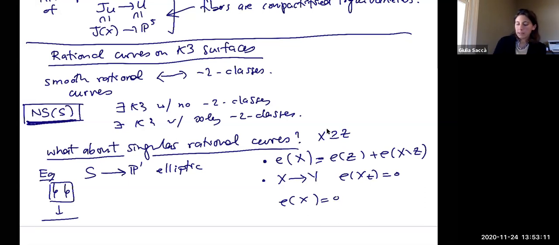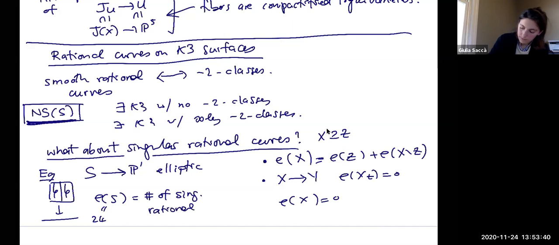Applying it to this, the smooth fibers have zero Euler characteristic because they're elliptic curves, and the Euler characteristic of an irreducible nodal elliptic curve, which is a rational curve, is one. And so the Euler number of S, which we know is equal to 24, is equal to the number of irreducible singular fibers in the linear system, which I'll call F. E is a bad name because I have the Euler characteristic.